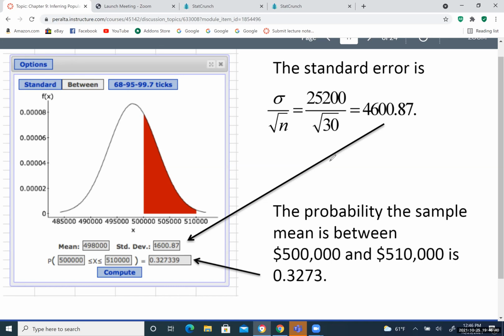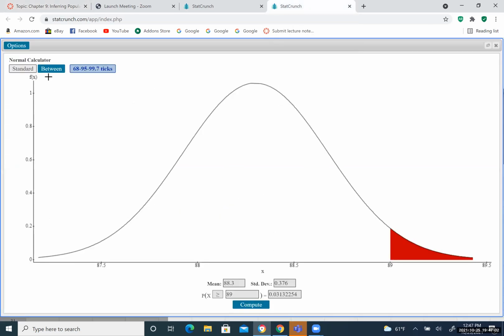498,000, right? And you've got a standard deviation right there. Here we're talking about between 500,000 and 510. So there are two boxes. Instead of standard, I'm going to do it for you. Would you see it? 489. See that? So let's do another one. Let's do between. Click between, because we're talking about the area in between. So click in here.